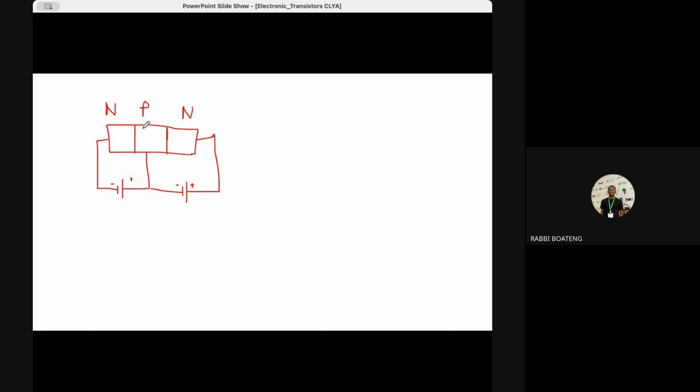When you look at this type of semiconductor, this type of transistor, which region will be this? Let me start from the middle. We have three regions. Which region will be at the middle? The base. The base, thank you. And which region will start?